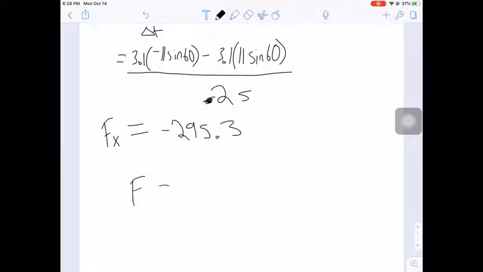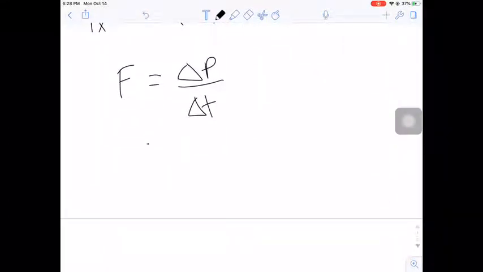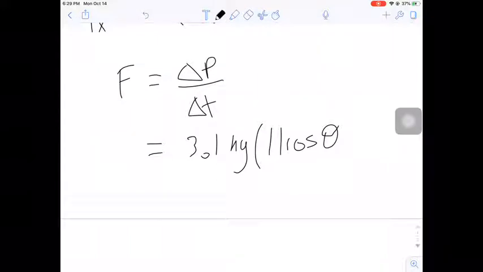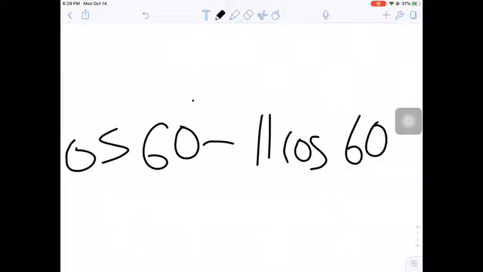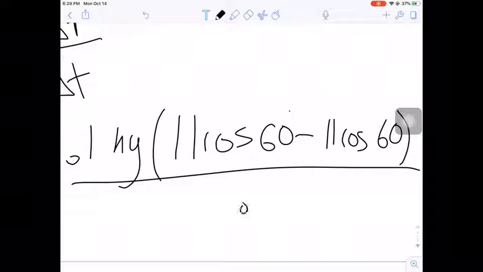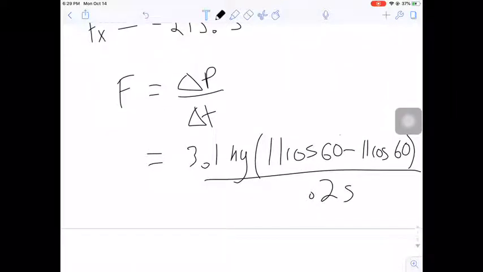So we would use the same equation, F equals change in P over change in T. So that would be 3.1 kilograms times 11 cosine of 60 minus 11 cosine of 60, over 0.2 seconds. And what we see is that the final minus initial would be 0. So therefore the force in the y direction would be 0.